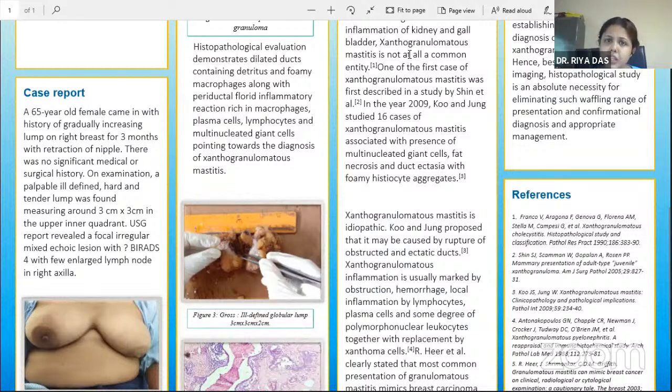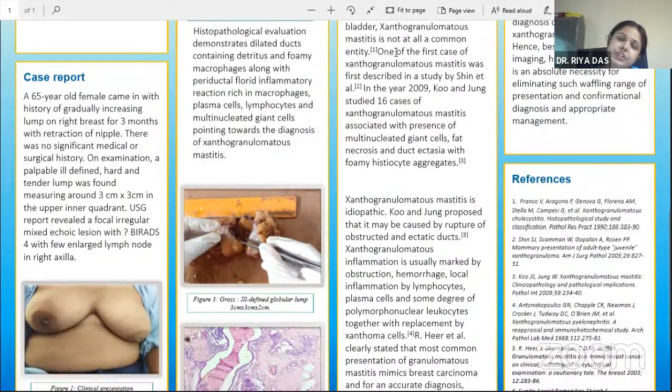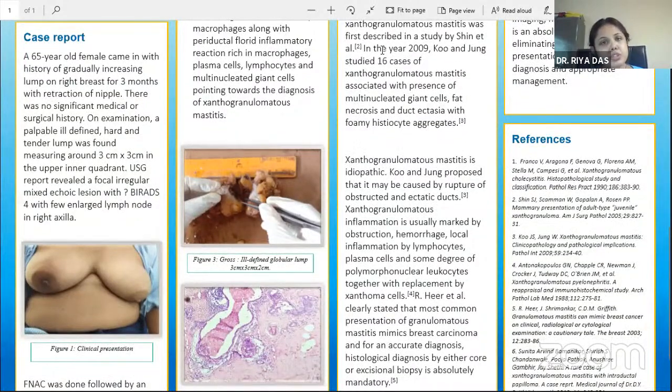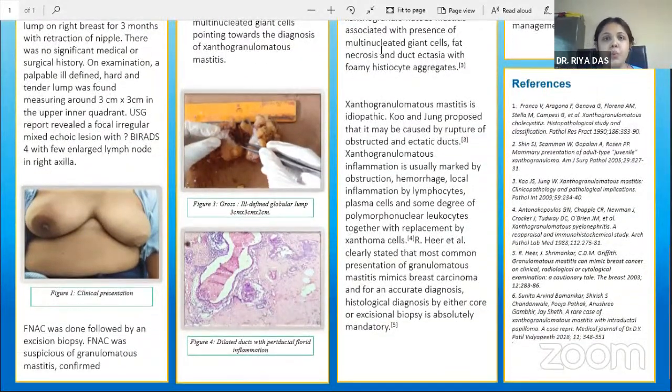A study by R. Heer et al. concluded that for reaching the absolute diagnosis of xanthogranulomatous mastitis, an FNA study along with a histopathological evaluation is an absolute mandate. There were many other studies which focused on the clinical presentation. One such study was by Bomanikar et al. in the year 2017, where they demonstrated that sometimes xanthogranulomatous mastitis is also accompanied with abscess formation and mass formation. That is how they actually resemble an advanced tumor.